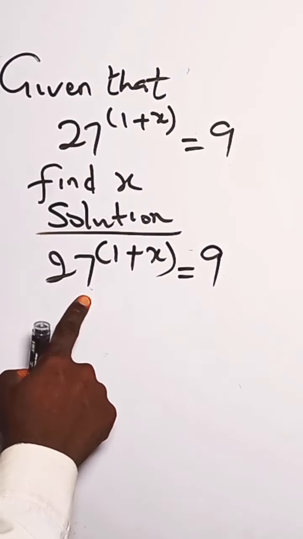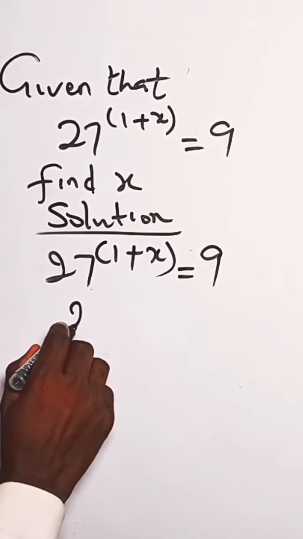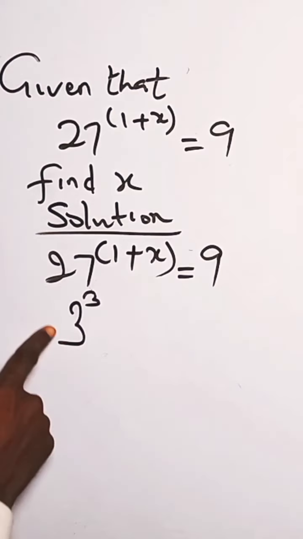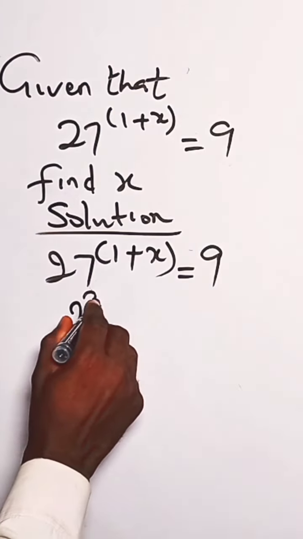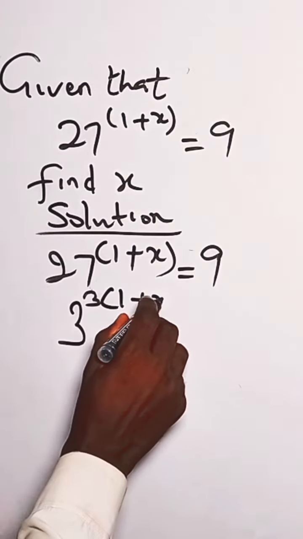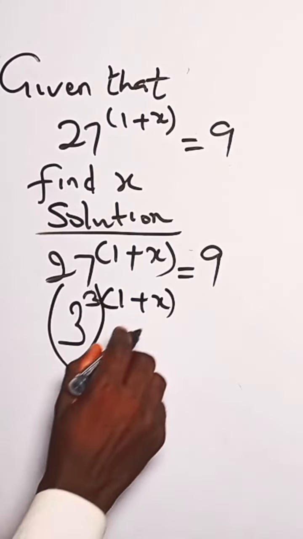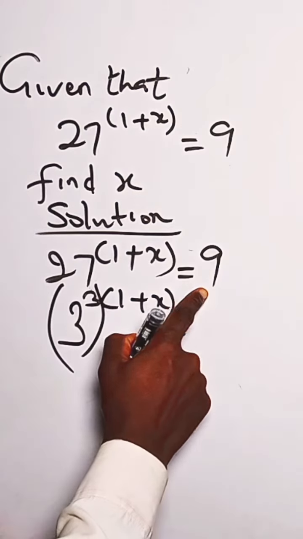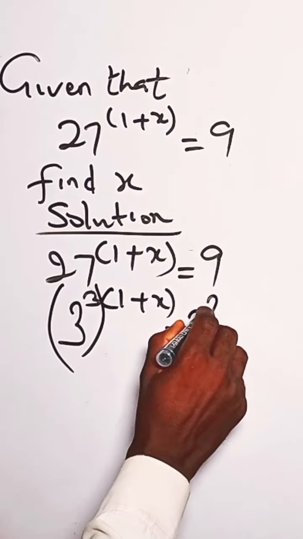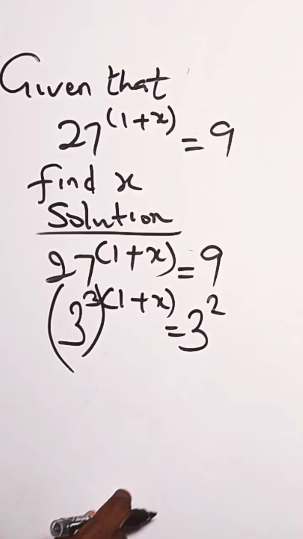So let us have 27 in this form. We have 3 raised to power 3, still as 27, and everything is raised to power 1 plus x. So let's have it this way. Equals, so we can have 9 as 3 raised to power 2. Okay, 3 times 3 is 9.